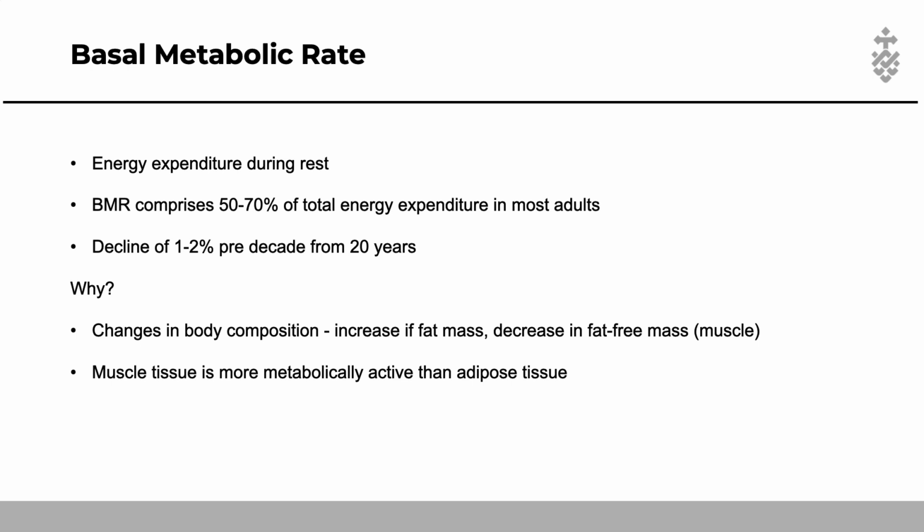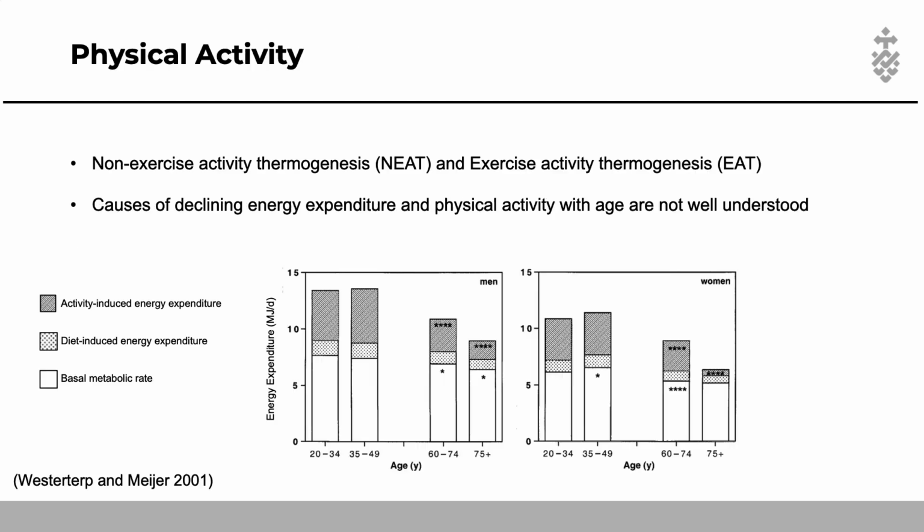So as we age, we see a decline in our muscle mass and a simultaneous increase in our fat mass. And this results in us losing the more metabolically active tissue and gaining the less metabolically active tissue, resulting in a decline in the amount of energy it would take to keep us alive at rest.